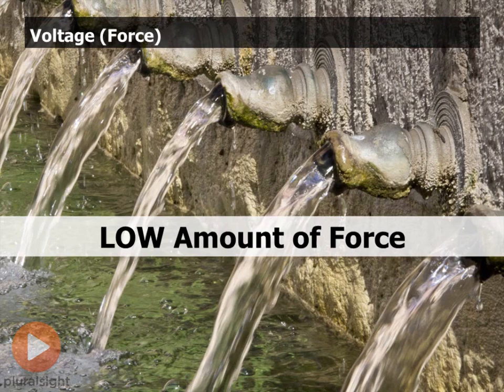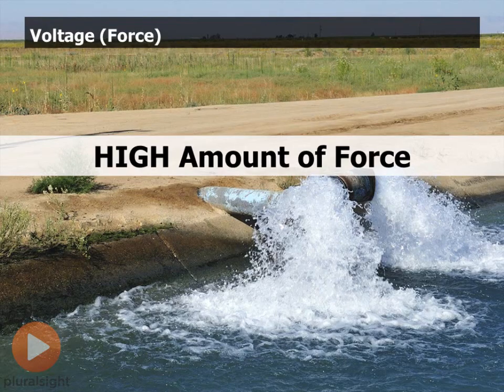A couple examples I have here: this would be an example of a very low amount of force, right? The water is just kind of trickling out of these pipes. Whereas here we have a high amount of force. The water is just thrusting out of the pipe really hard. And that would be the example of voltage.